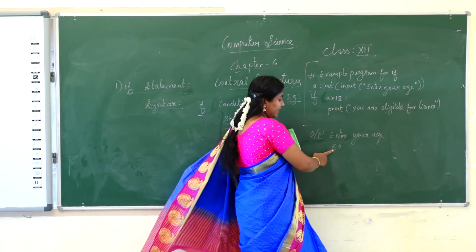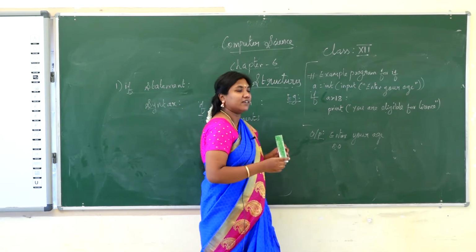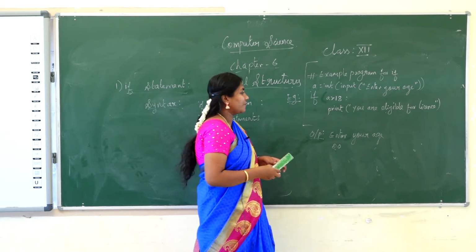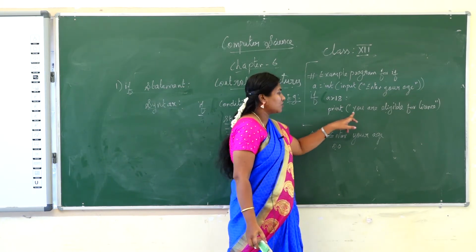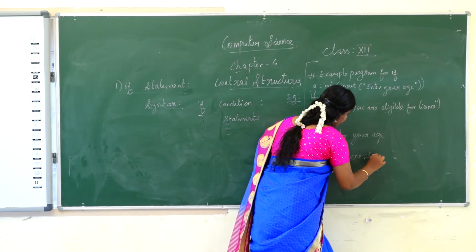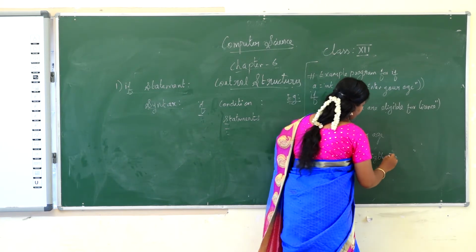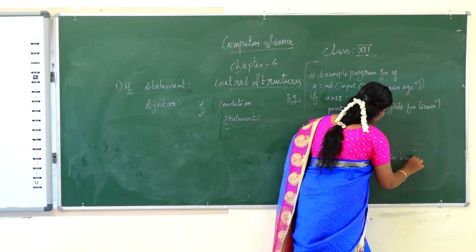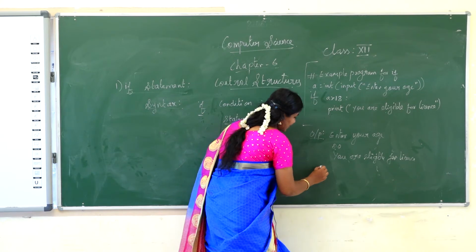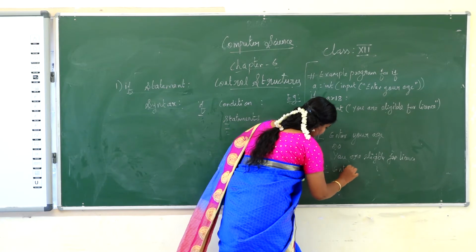I am giving the value 20. So the value 20 is in which variable? A. Now a has the value 20. Now the condition will be checked. If 20 greater than 18, the condition is true. So if the condition is true, this line will be printed: you are eligible for license. Okay. Next, suppose the second time I run this program and it asks enter your age.